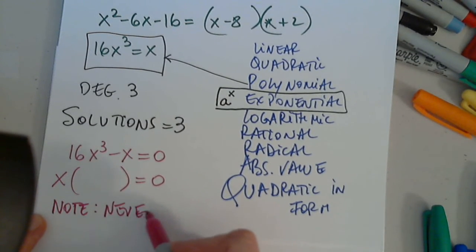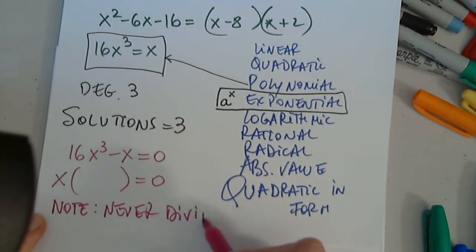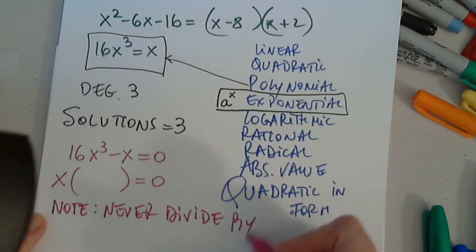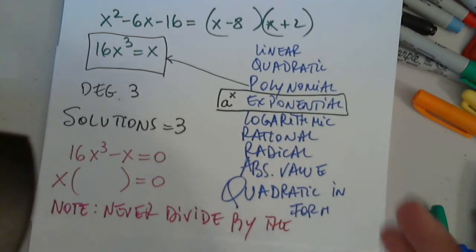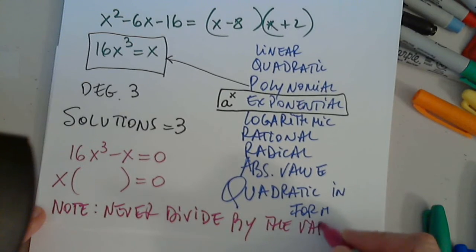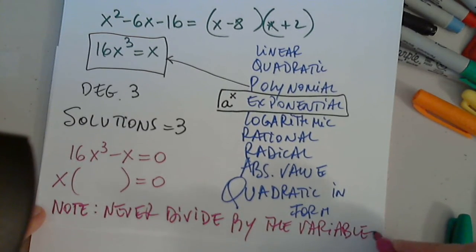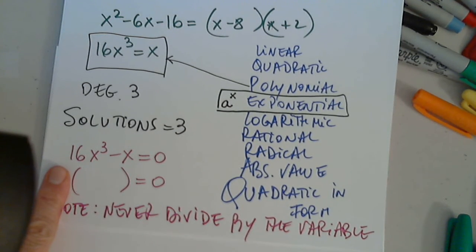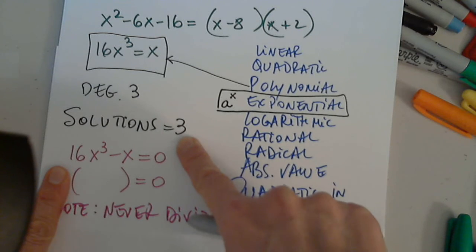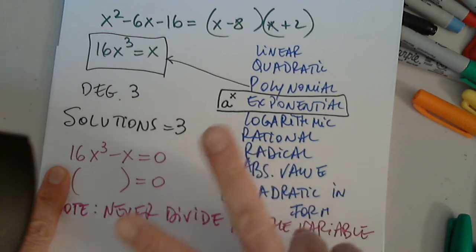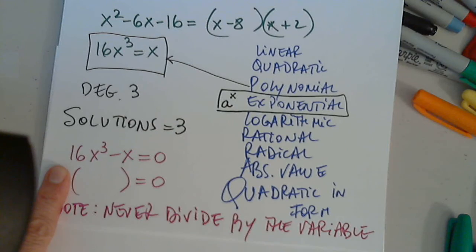Never divide by the variable. Of course, both sides and so on and so forth, by the variable. For 2 reasons. X could be 0 and you cannot divide by 0. We know that. And secondly, you will lose a solution. If you eliminate this and divide by x, you will never find 3 solutions. You will only find 2, and that will be incorrect.